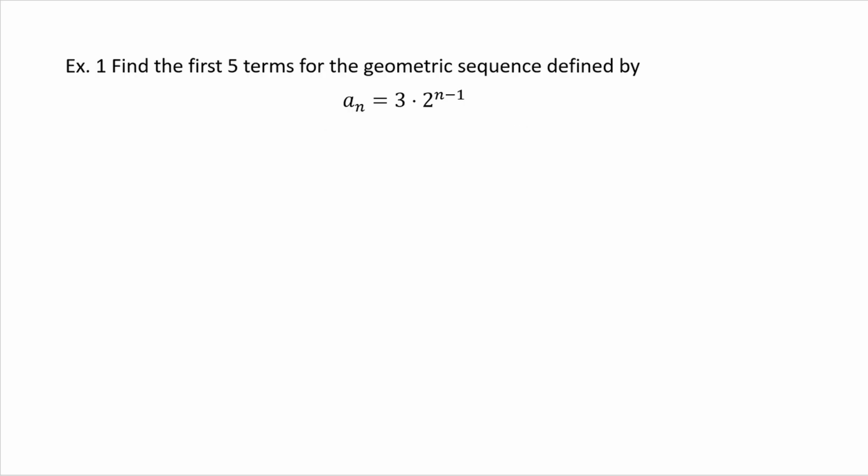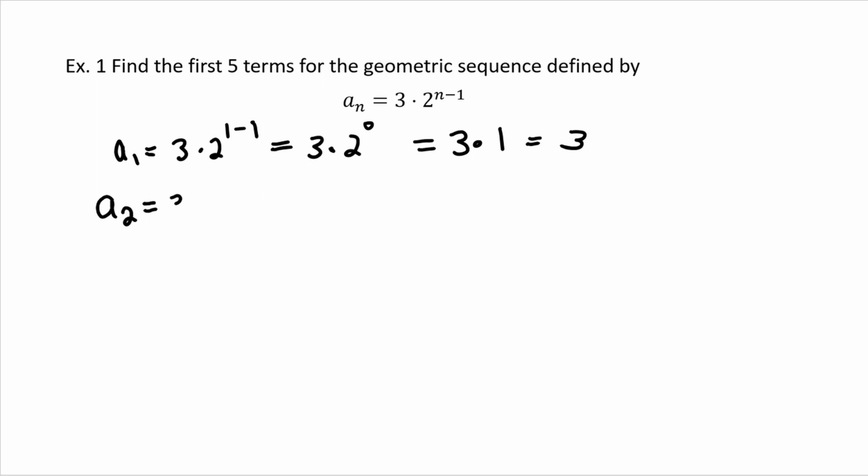Find the first 5 terms of the geometric sequence defined by a sub n equals 3 times 2 to the power of n minus 1. So we'll find a sub 1, that's the first term. We'll have 3 times 2 to the power of 1 minus 1, which would be 3 times 2 to the power of 0, which is 3 times 1, or 3. Let's find the second term. It'll be 3 times 2 to the power of 2 minus 1, which is 3 times 2 to the power of 1, which would be 3 times 2, that is 6.